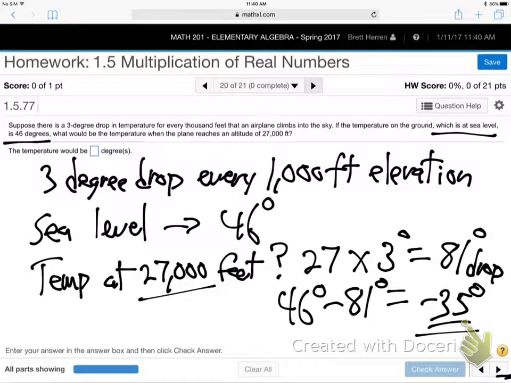Why wouldn't you have zeros? Because it was for every 1,000 feet. So 27,000 is 27 thousands. Every 1,000 feet is a 3-degree drop, so this is 27 of those 1,000-foot climbs. Everybody got that? Give me another second. The last one? Everybody got that one down? Thank you.